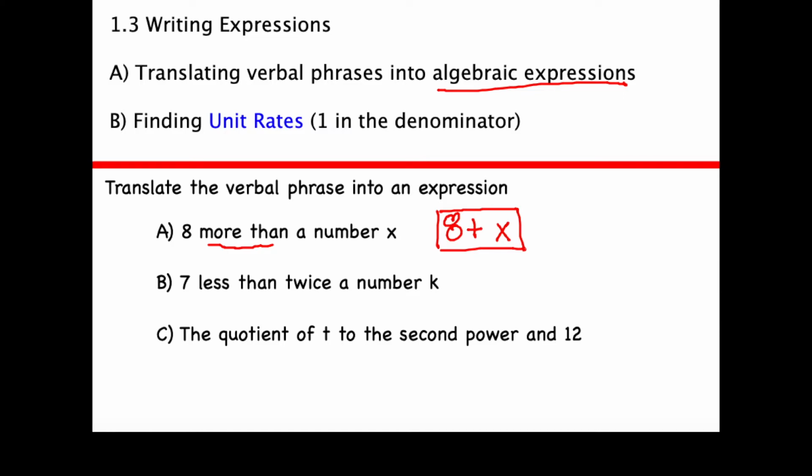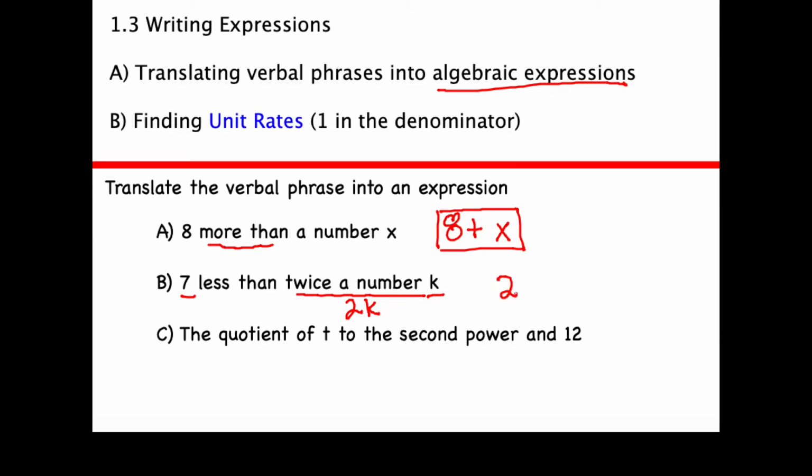Let's go to part B, 7 less than twice a number k. Well, now we've got a 7 and we've got a k. And if we want to be less than twice a number k, well, the first thing I want to think is I don't just have 8 and x. I've got 7, and I essentially have, I think, what I would call 2k. To be twice a number is to be 2 times as much.